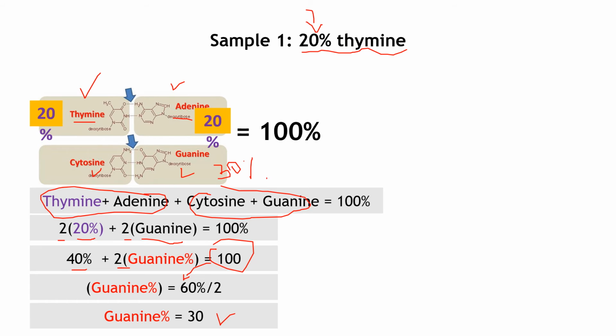30%. And as the concentration of guanine is similar to that of cytosine, you can get all four. So it will be 20 of thymine, 20 of adenine, 30 of cytosine, and 30 of guanine. Okay, very easy. Let's try to do another exercise.